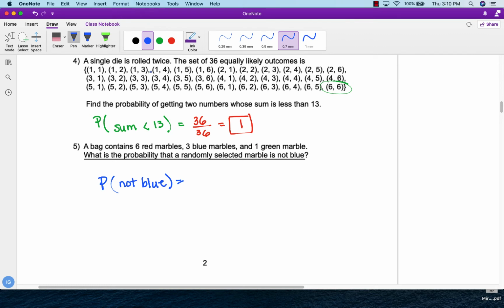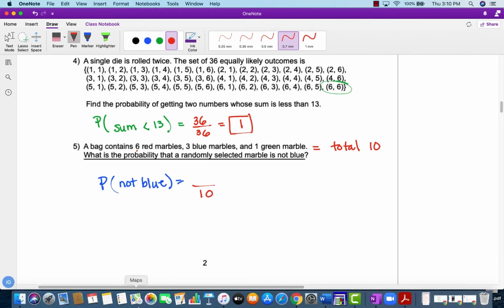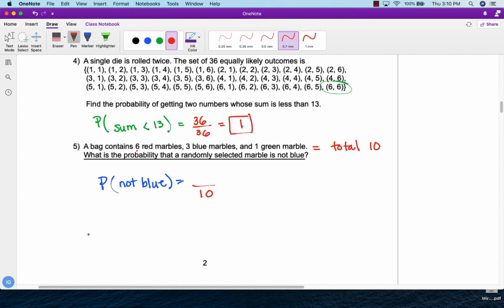Something other than blue. Well, first of all, let's try to figure out the total. How many total marbles do you have? So we have 6 plus 3 plus 1. That looks like it's 10. So we have 10 marbles total. That will go in the denominator because that's the total possible marbles that we have, right?